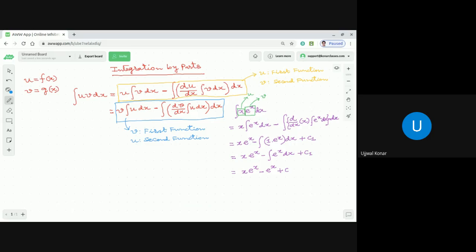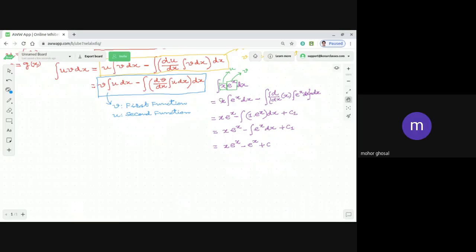Let's look into this example, what we have done, x into e power x dx. In the x into e power x dx, what we did? We took u as x as the first function and e power x as the second function, correct or not? What we did here, we chose u as the first function, x as the first function, and e power x as the second function.